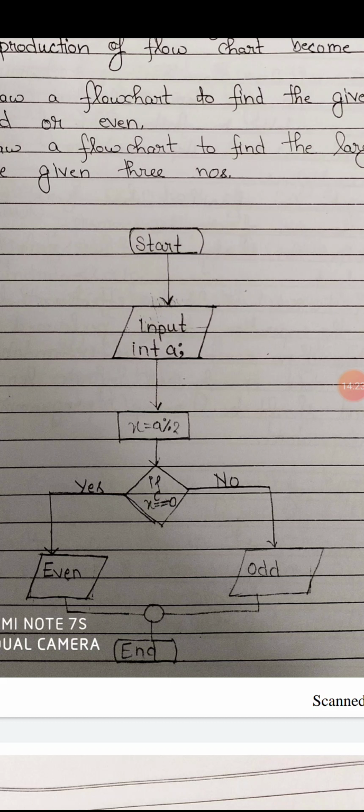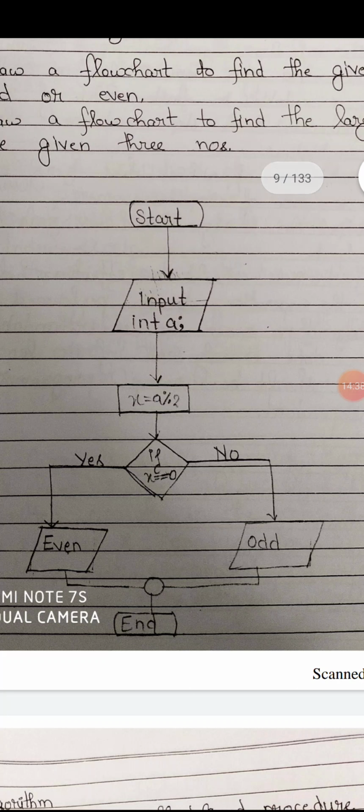Those outputs will be connected, because the end of a program is a single line. So we need to connect those outputs and convert them into a single line. So we have connected these two outputs with the connector and found one ending of a program. So this is the solution of the problem of odd or even number with the help of a flowchart.